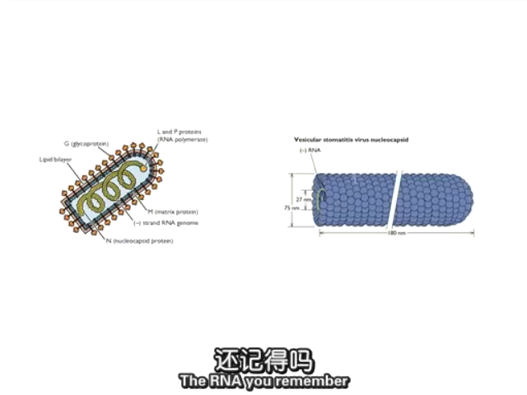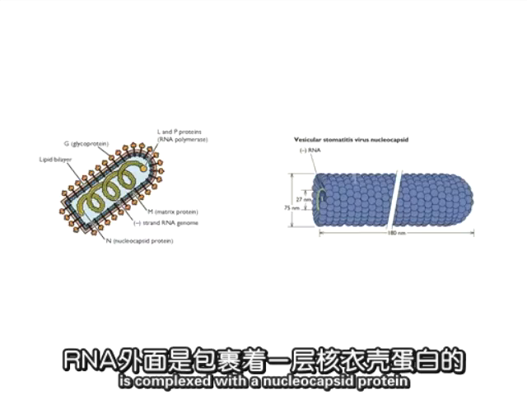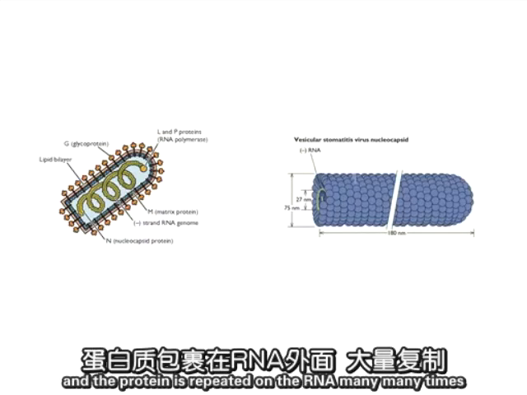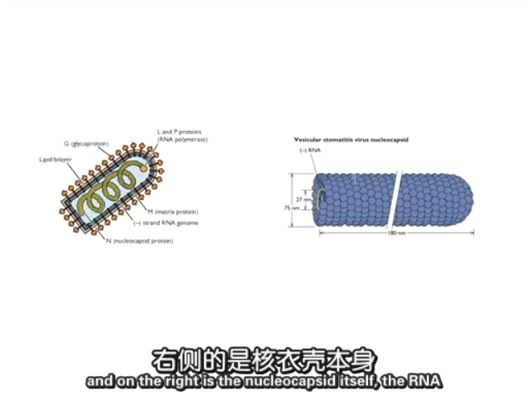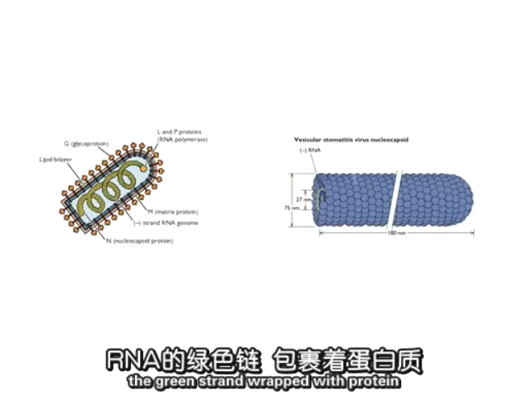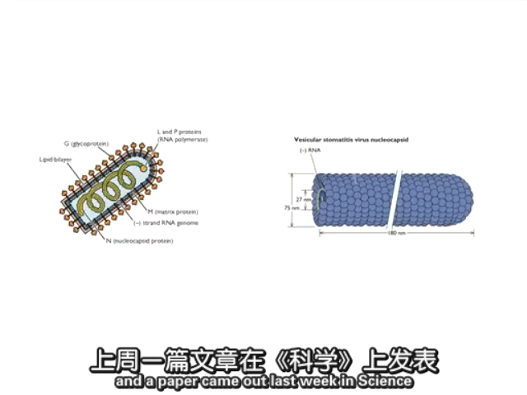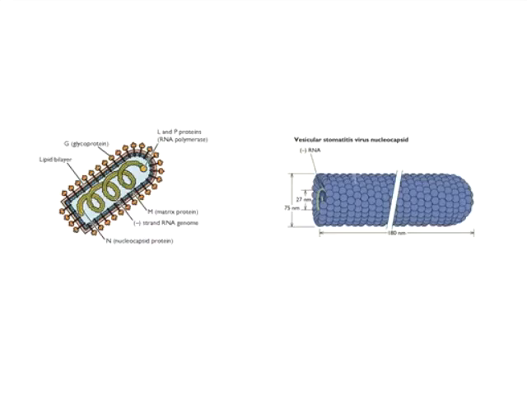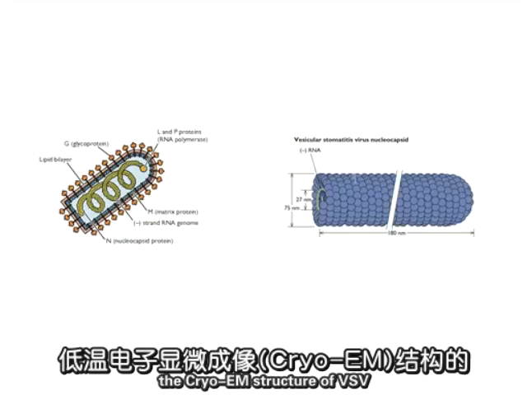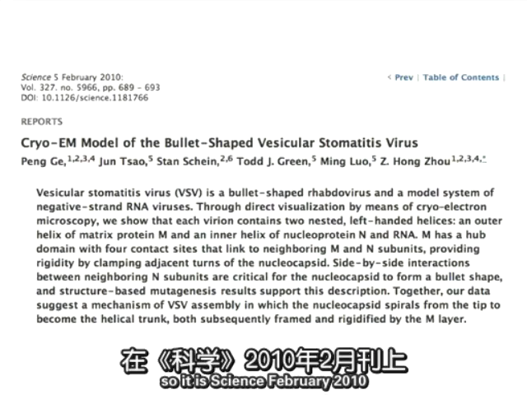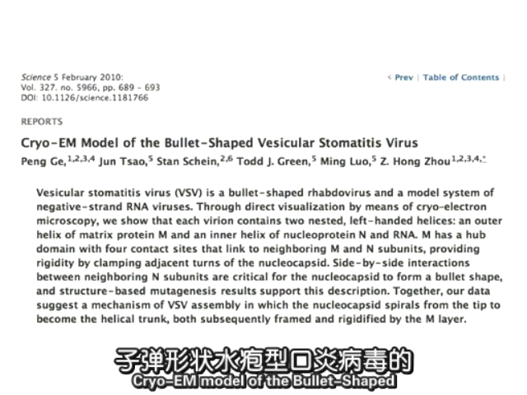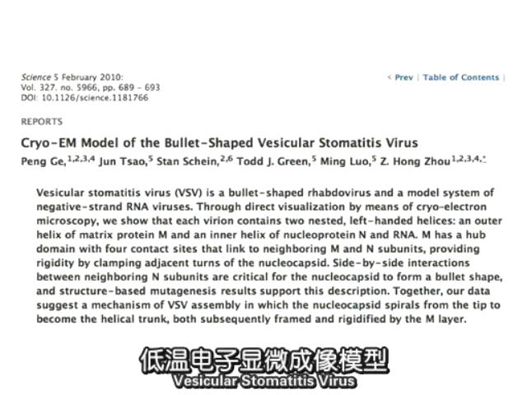The RNA, you remember, is complexed with a nucleocapsid protein, and the protein is repeated on the RNA many, many times. We draw it like this. And on the right is the nucleocapsid itself, the RNA, the green strand wrapped with the protein. And a paper came out last week in Science, which is the cryo-EM structure of VSV. It's Science, February 2010, 5th February. Cryo-EM model of the bullet-shaped vesicular stomatitis virus.